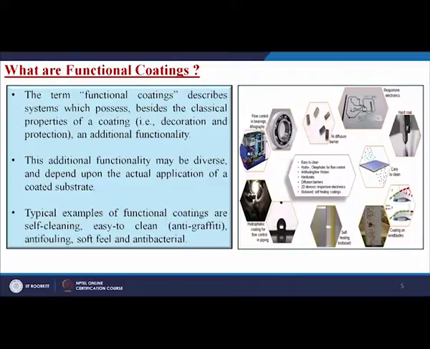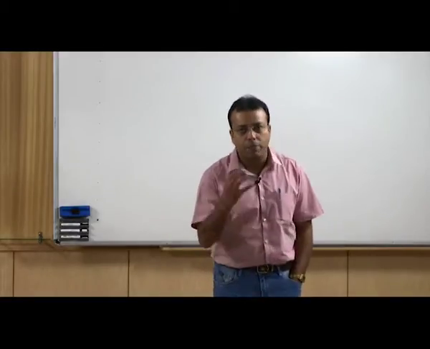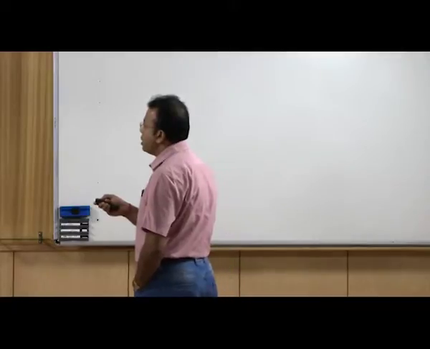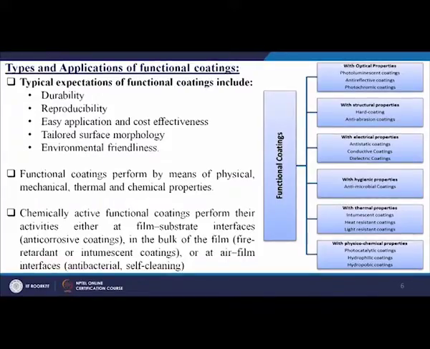From the right-hand side figure, you can understand that whether we are going for some kind of mechanical bearings, maybe fasteners, electronic circuits, tools, or maybe self-healing bio-based materials, or to make a material hydrophobic or hydrophilic, we can do this kind of functional coatings. So here are the types and applications of functional coatings. Typical expectations of functional coatings include durability, reproducibility, easy application and cost effectiveness, tailored surface morphology and environmental friendliness. So these all are the aspects for which we are going to do functional coatings.